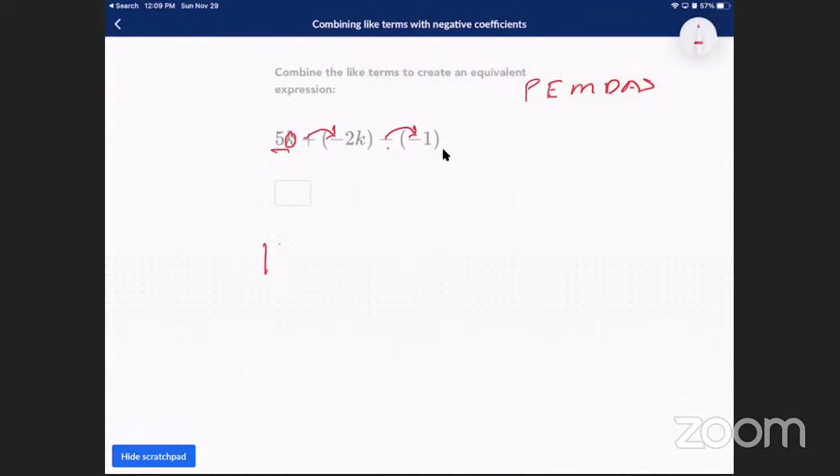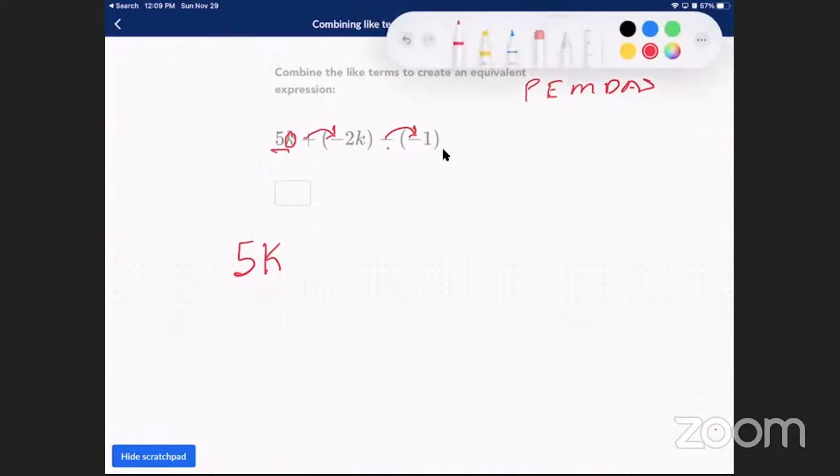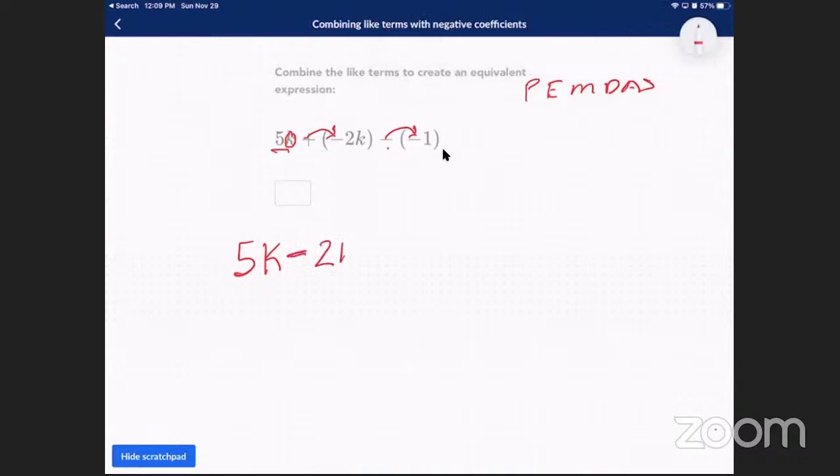Let's try this again. This is 5K plus negative. Nope. Yep. So let's get that in there. Negative 2K. Negative times negative is a positive. Make sure I remember that. All right, so we have 5K minus 2K, which is basically like 5 minus 2. We're going to get 3K, and we have plus 1.